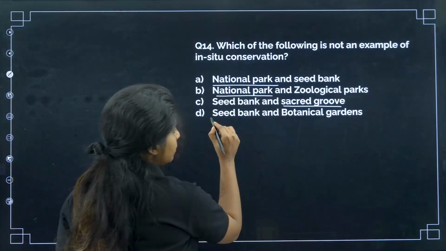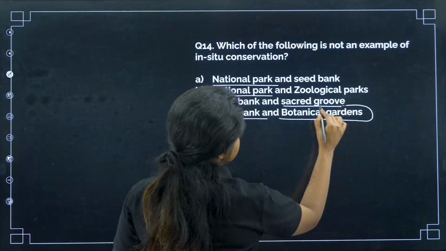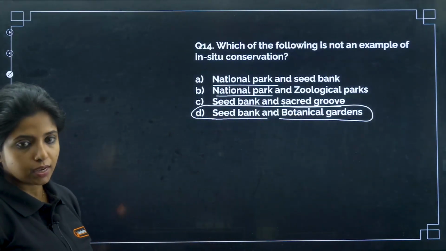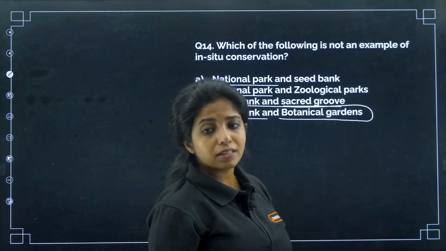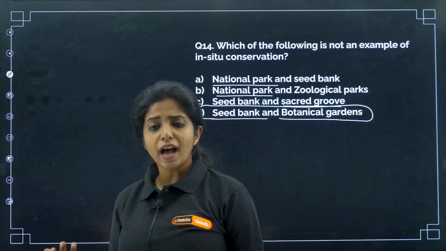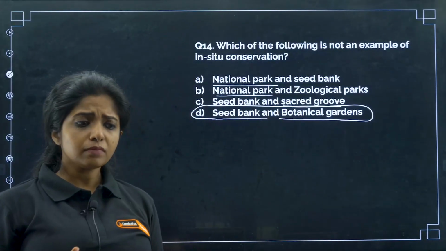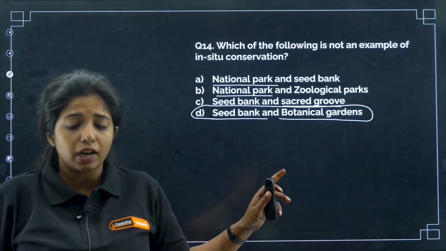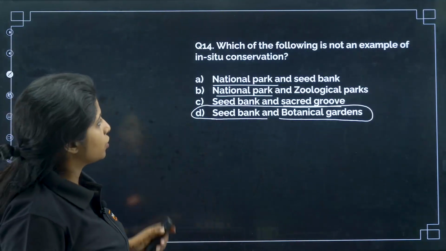So that is also an example of in situ conservation. What is not? Seed bank and botanical gardens are not examples of in situ conservation. They are ex situ conservation. Seed banks preserve the seeds. Botanical gardens preserve the plants. I am taking them from elsewhere and putting them here. They are not in the natural habitat. So this becomes your answer.